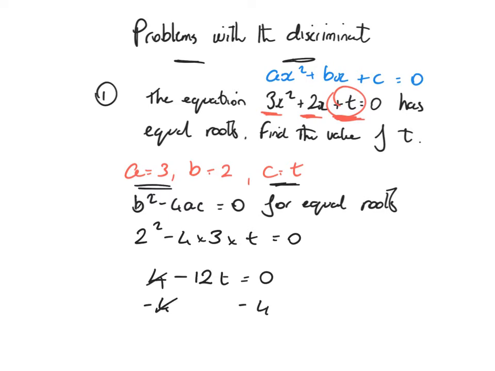Take 4 off both sides will give me minus 12t is equal to 0 minus 4, which is minus 4. I'm then going to bring that minus 12 down and divide. The two negatives cancel out to give me a positive, and I can simplify that down to positive 1/3. That's the question answered then. I was looking for t, and t is equal to 1/3.